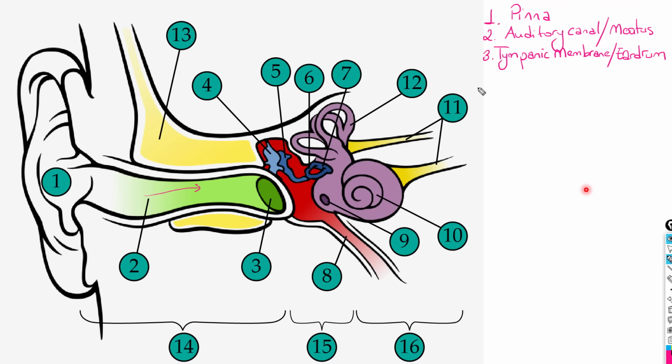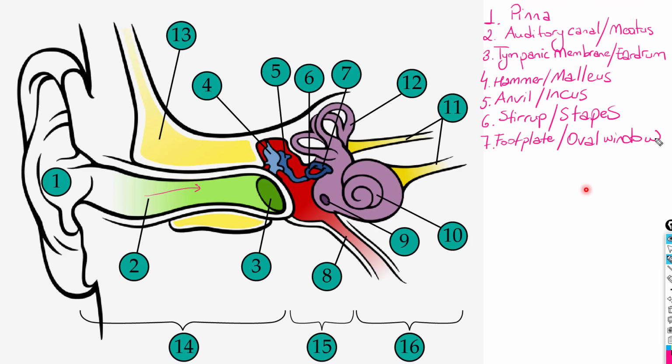Number 4 is going to be the first bone of the ossicles, which is called hammer or malleus. Number 5 is going to be the middle one of these ossicles, which is anvil or incus. And number 6 is going to be the last of the ossicles, which is going to be stirrup or stapes. Number 7 is a place of the stapes which is contacting the inner ear, which will be foot plate or the oval window. Number 8 is going to be the eustachian tube, which is equalizing the both sides of eardrum.